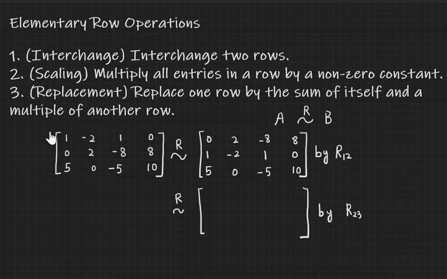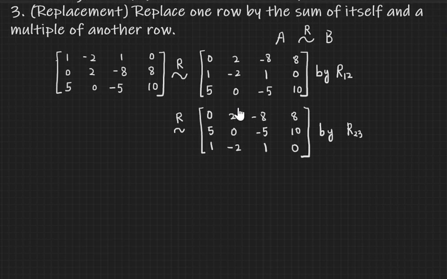R23 means interchanging the second and third row. So the first row will remain the same, 0, 2, -8, +8, and then we will change the second and third rows. It means that the third row becomes the second row and the second row becomes the third row. So that would be 5, 0, -5, 10, and the second row becomes the third row, so that would be 1, -2, 1, 0. So this is how we work out the first elementary row operation, that is interchanging any two rows in the given matrix.